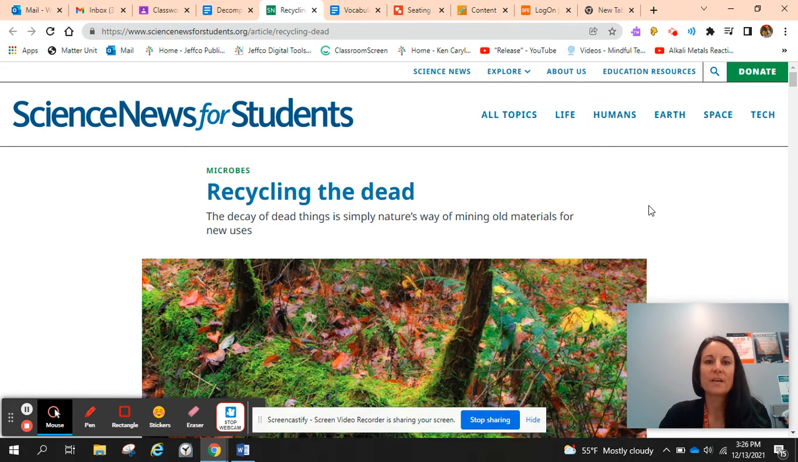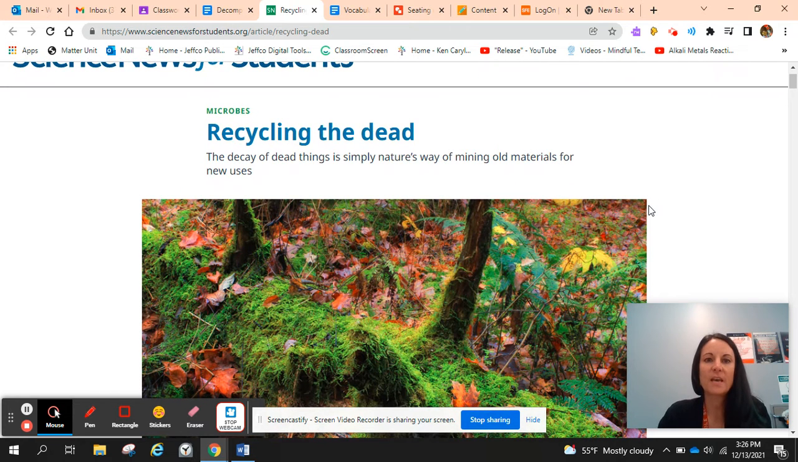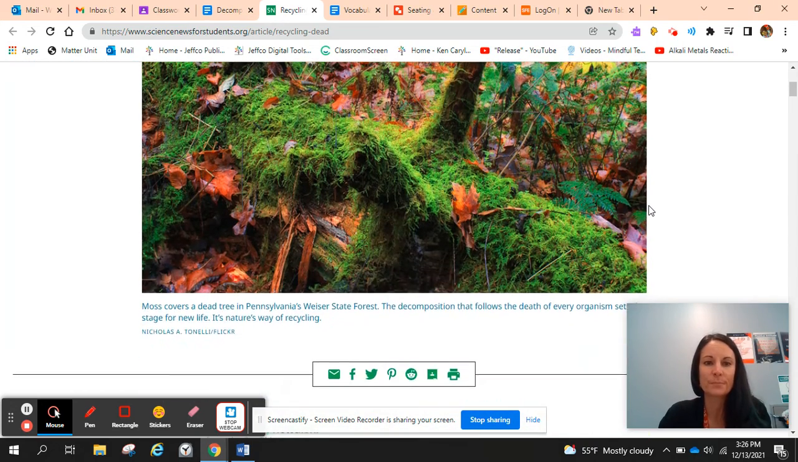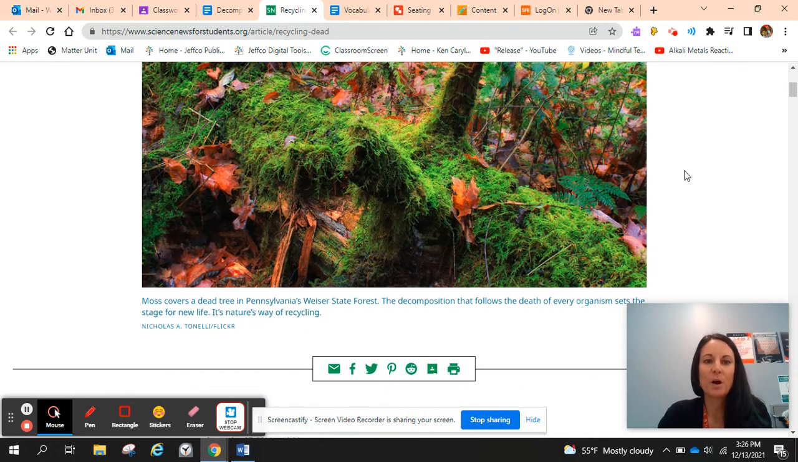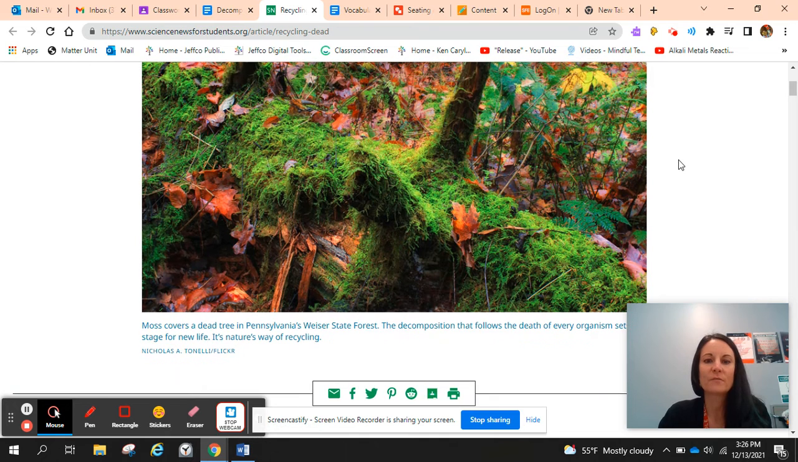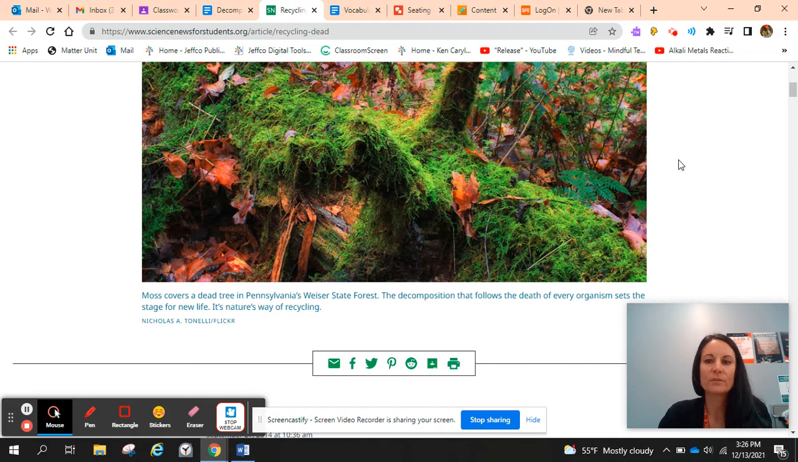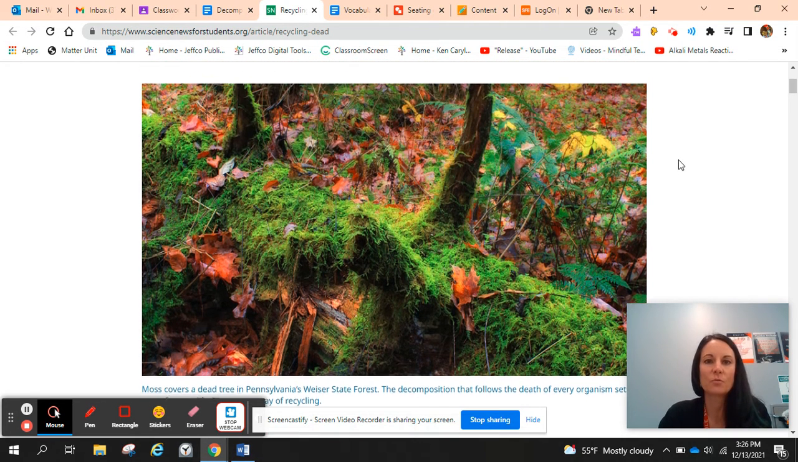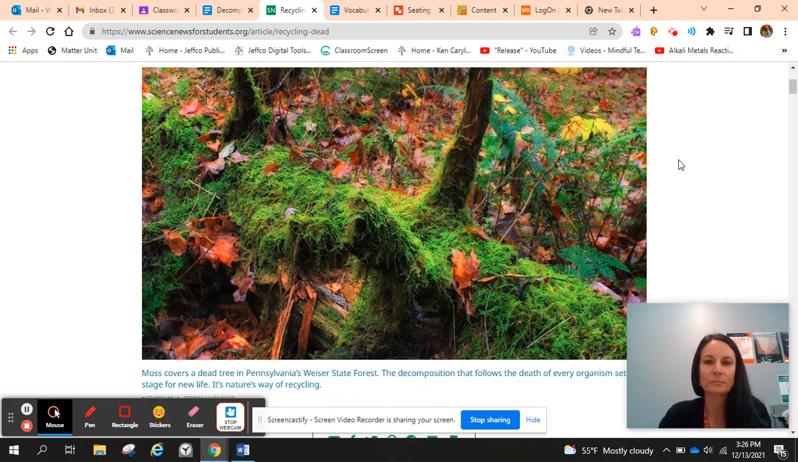This is called Recycling the Dead. The decay of dead things is simply nature's way of mining old materials for new uses. Here in our picture, we have moss covering a dead tree in Pennsylvania's Weiser State Forest. The decomposition that follows the death of every organism sets the stage for new life. It's nature's way of recycling.